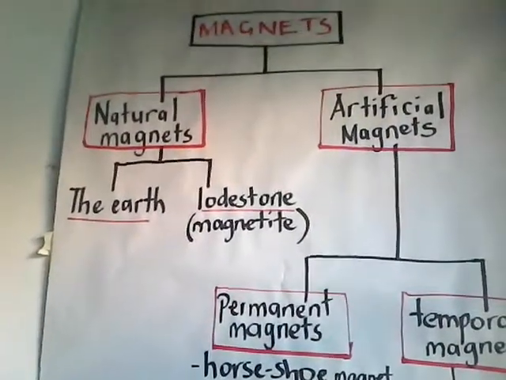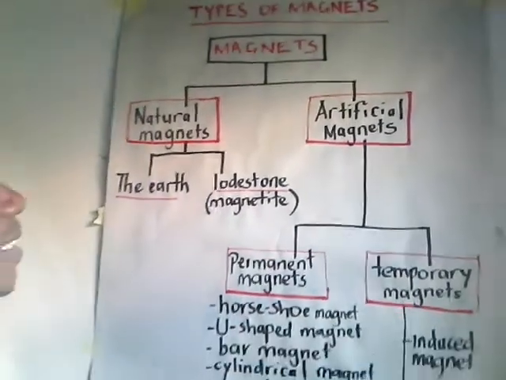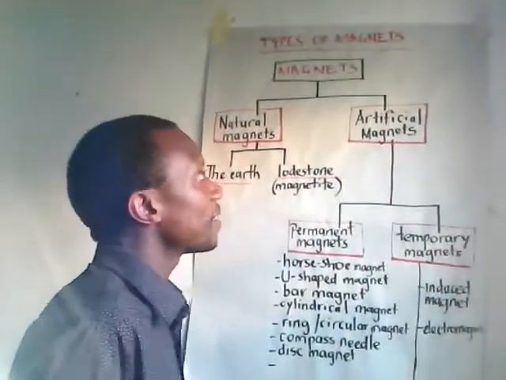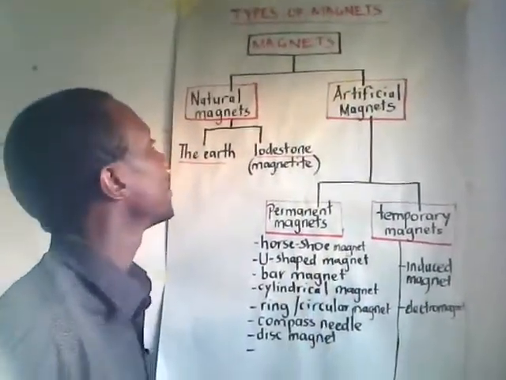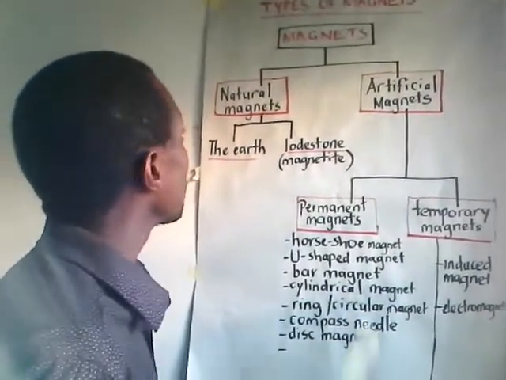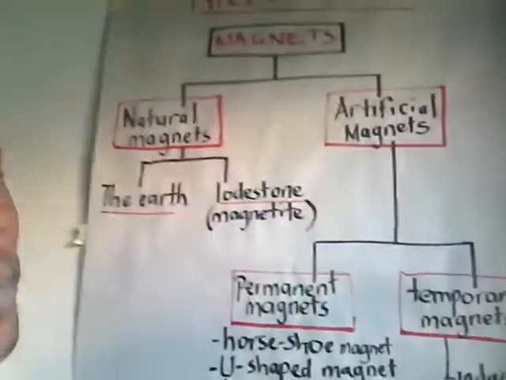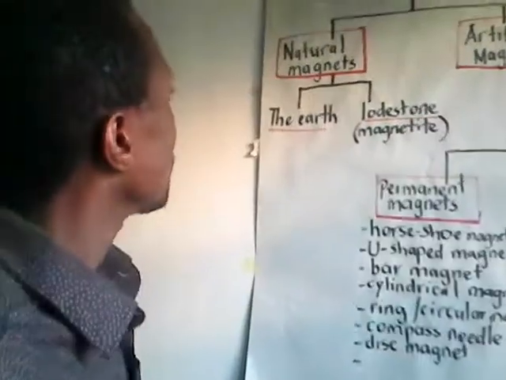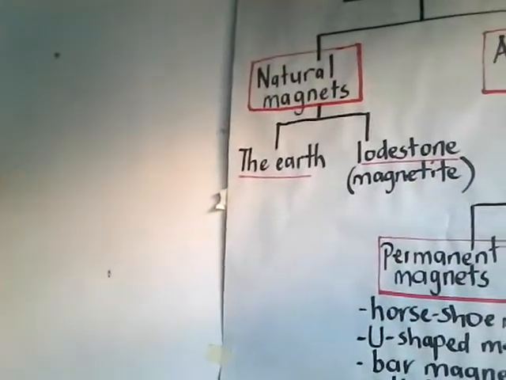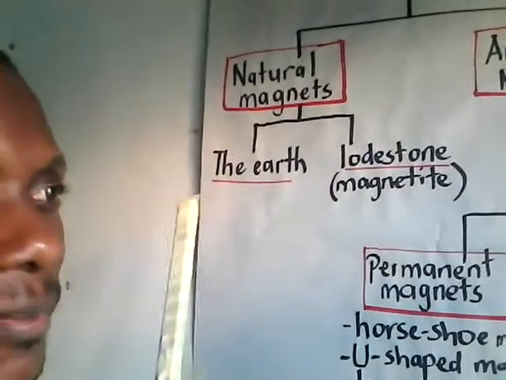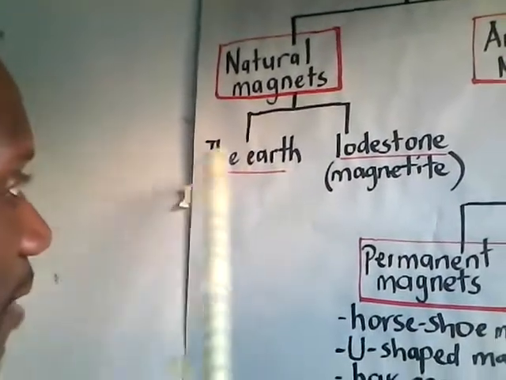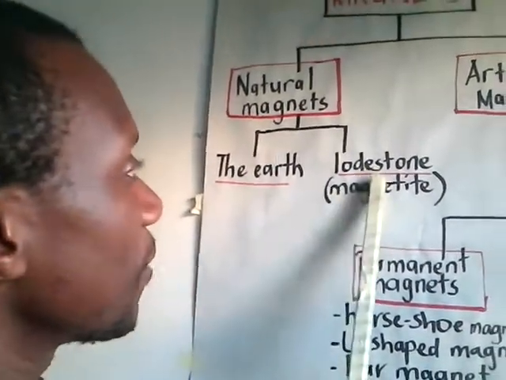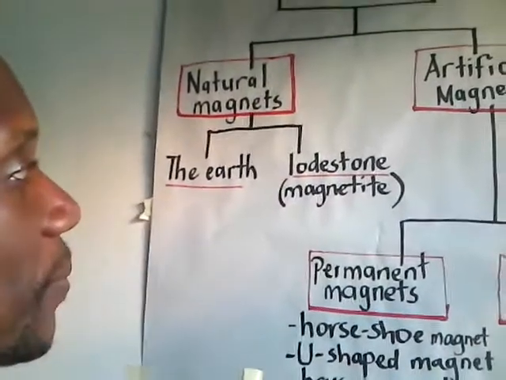Each time we describe something as natural in science, we mean it exists on its own. And when we call something artificial in science, it was made by man. So magnets are broadly grouped into natural magnets and artificial magnets. Let's focus on the natural magnets first. We have two natural magnets. We have got the earth on which we live, that round globe, it's a magnet. And then we also have got a rock called lodestone or magnetite.